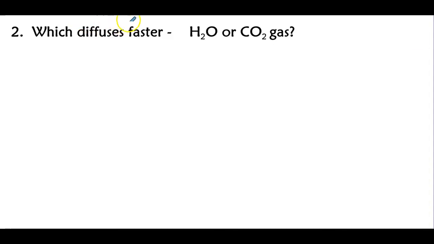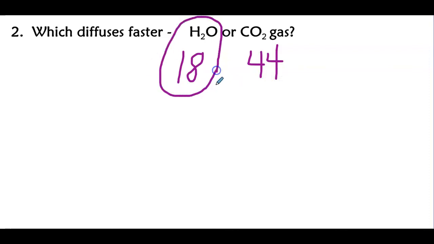Which of these will diffuse faster? Well, we just need to know their masses. H2O has a mass of 18 and CO2 has a mass of 44. So the lighter gas has the faster speed.